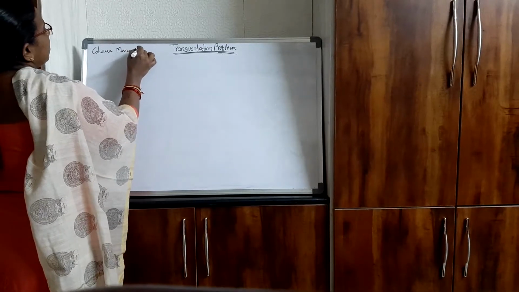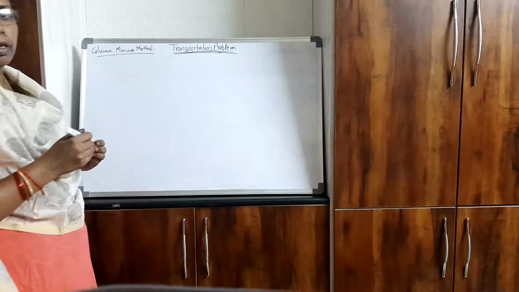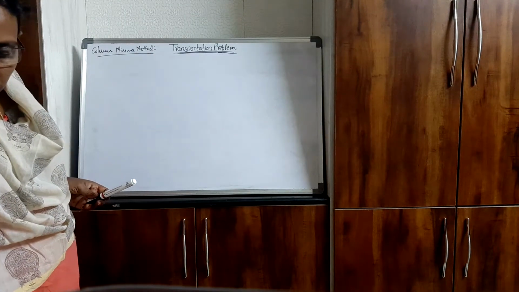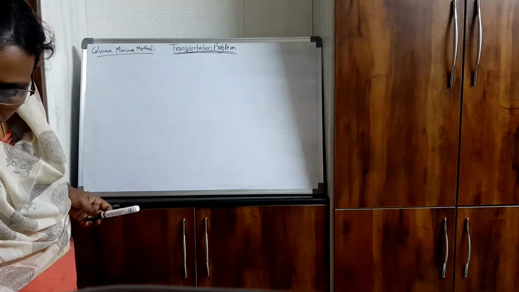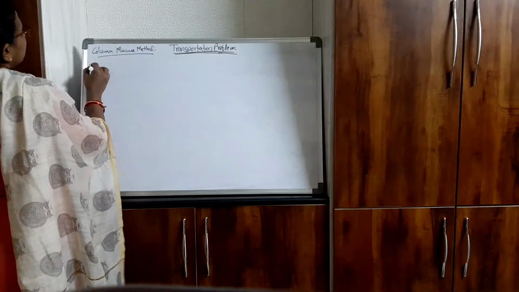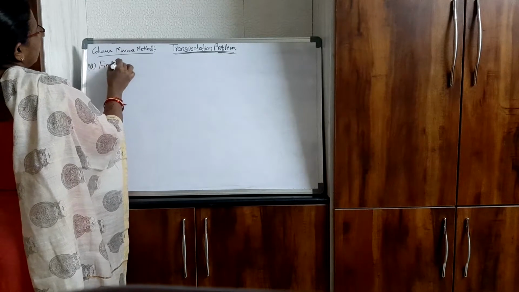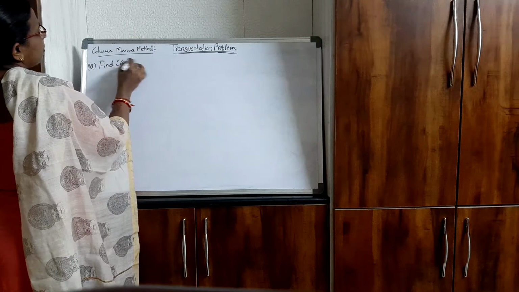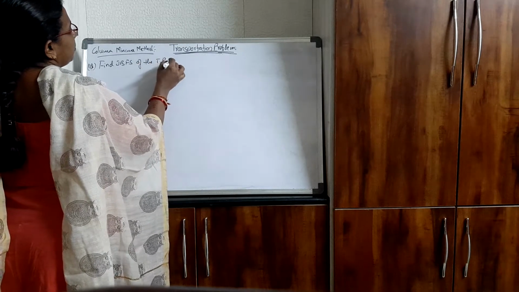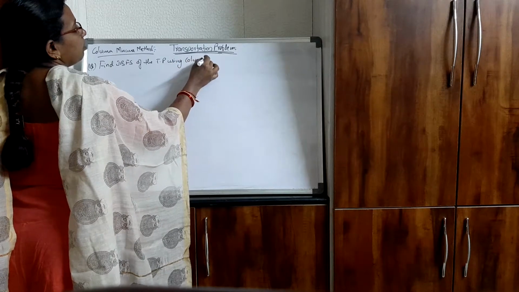This column minima method is the same as row minima. In the row minima method, we took the minimum of each row, first row. In the column minima method, we will take the minimum of the first column. So I will take a simple example. Find the initial basic feasible solution of the transportation problem using the column minima method.